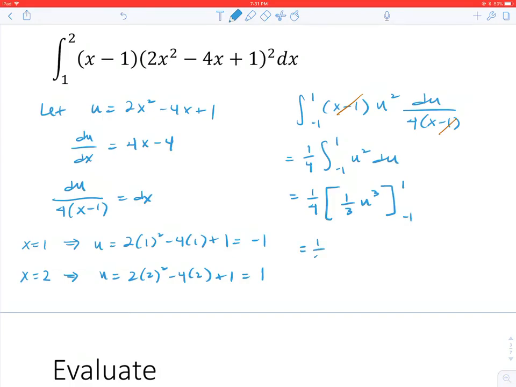from -1 to 1. So then when you apply the fundamental theorem of calculus, it'll be 1/3 times 1 cubed minus 1/3 times -1 cubed. And that'll be 1/3 plus 1/3, which would be 2/3. And that is 1/6.